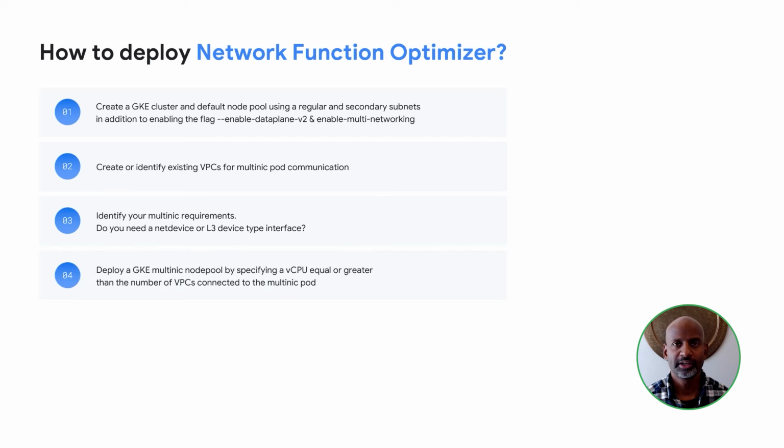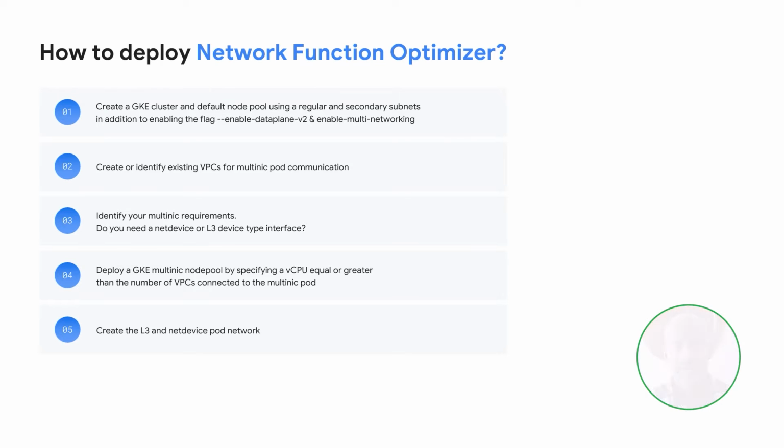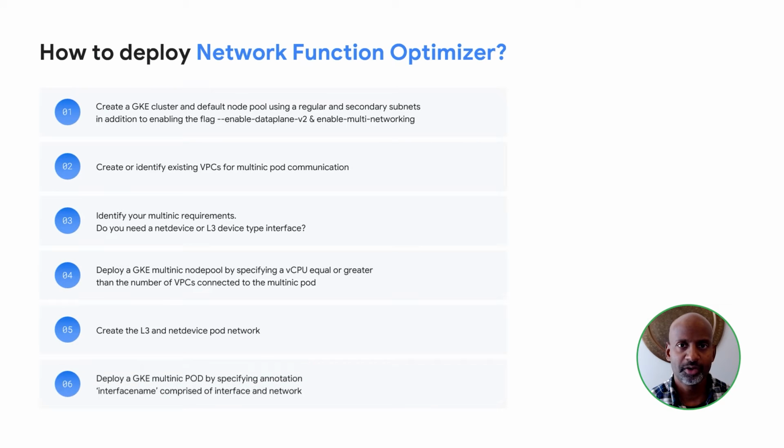When creating a multi-NIC node pool, you are required to deploy a machine type with vCPUs equal or greater than the number of VPCs in your deployment. As an example, in our deployment, there are 3 VPCs. Hence, we will configure a machine type with 4 vCPUs. Since the node pool prerequisites are satisfied, you can create an L3 and net device pod network. Lastly, deploy multi-NIC pods or deployments by leveraging the interface name annotation comprised of the Ethernet interface and network.